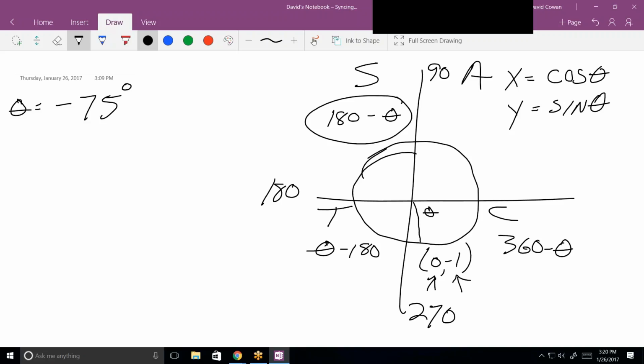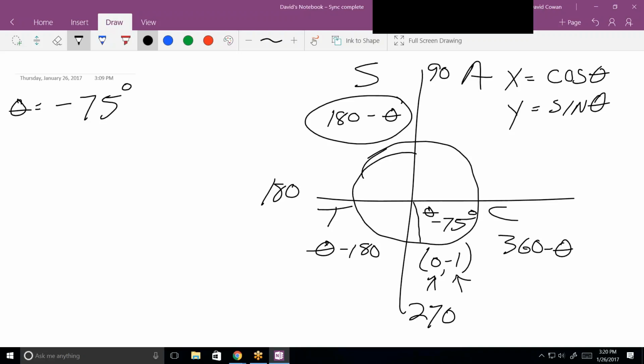Remember, the reference angle is the positive angle made with the x-axis. So would it be 105 degrees? No. Or would it be 15 degrees? No. Look at my picture. Here's theta. Theta is minus 75 degrees. Well, what's the angle made with the x-axis? Plus 75 degrees.